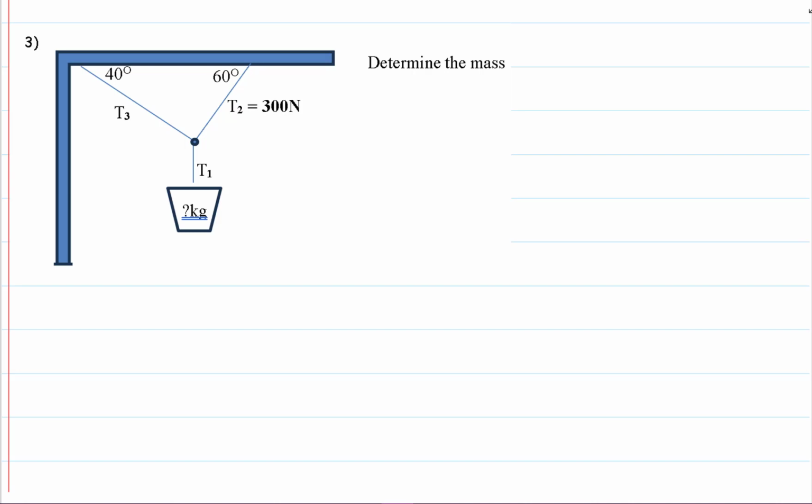This is example number 3. There's a rope here, and another rope here, and another rope here, and they're attached to this unknown mass. This one up at 60 degrees to the ceiling is tension 2, and we're told that it's 300 newtons. Tension 3, we don't know what the tension is, and it meets the ceiling at 40 degrees. And what is T1? We don't know that, and we don't need to find the mass. Okay, so this is going to be a good question.